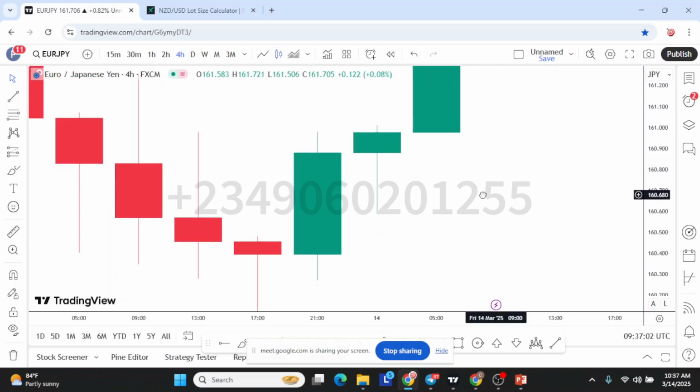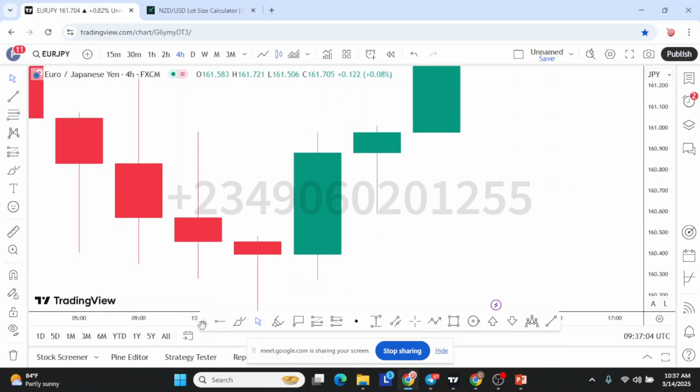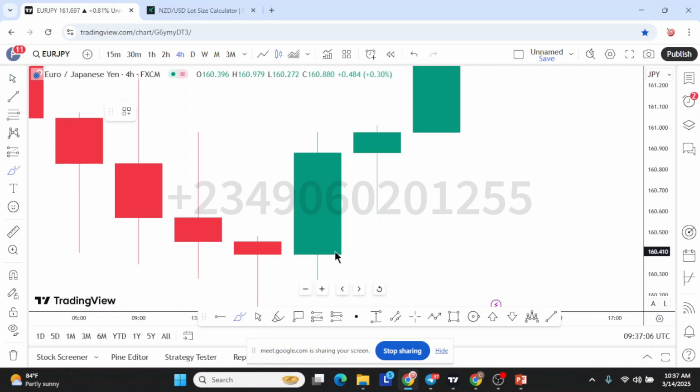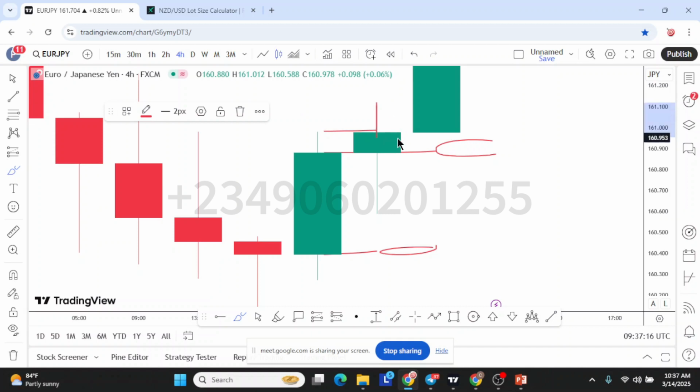So for this bigger candlestick, if you want to label it now, because it is a bullish candlestick, this is the open, this point here is the close, this point right here is the high, and this one here is the low. This is the low of that candlestick.